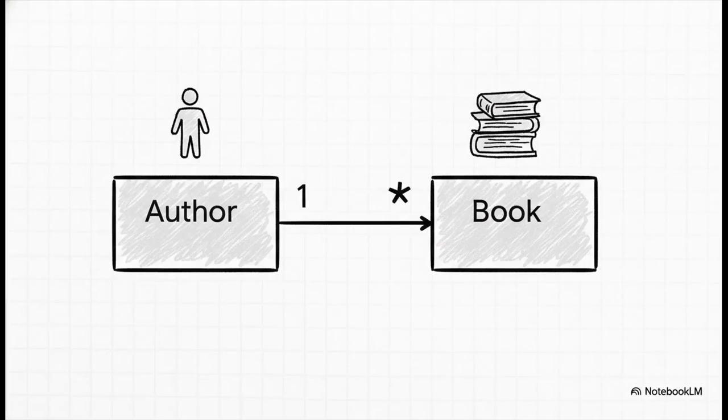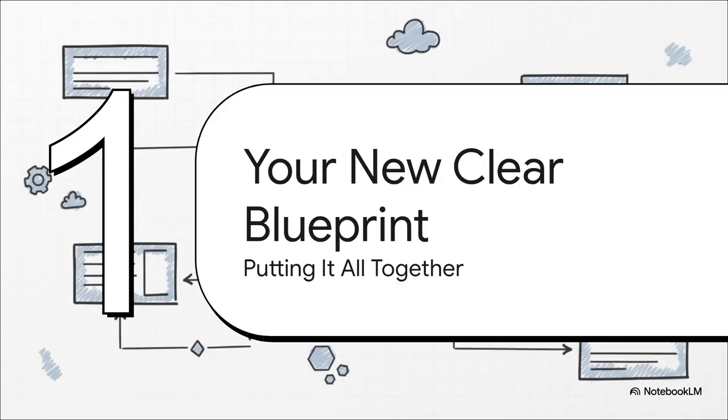So let's add these to our map. We'll put a 1 next to the author and an asterisk over by the book. And now our diagram tells a very precise story. Exactly one author can write many books. With just a few simple symbols, we've mapped out a whole relationship with perfect clarity. And just like that, you've learned the basic language for drawing maps of your own ideas. You've seen how to take a big, messy thought and turn it into a simple, clear, and organized blueprint.